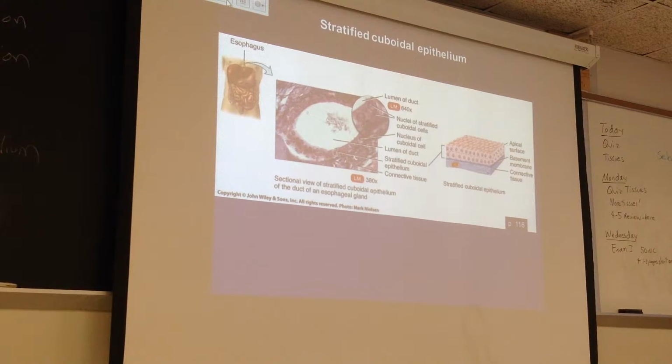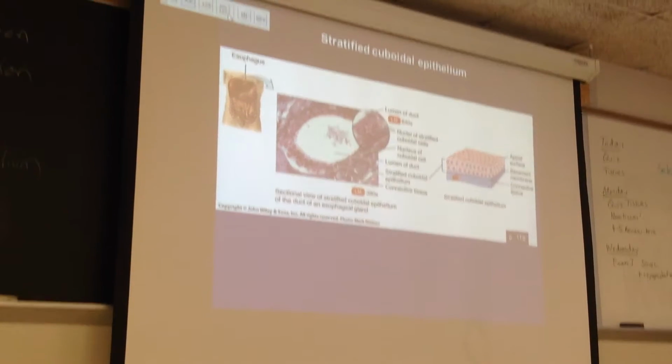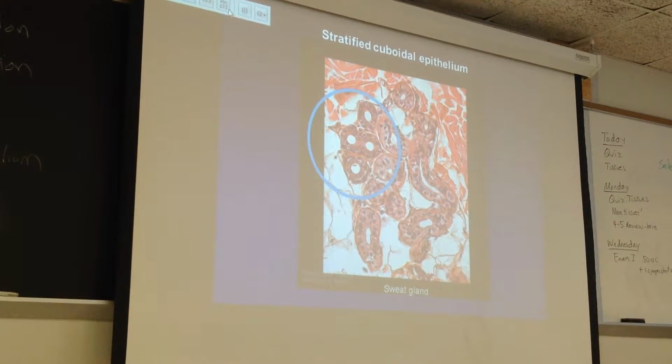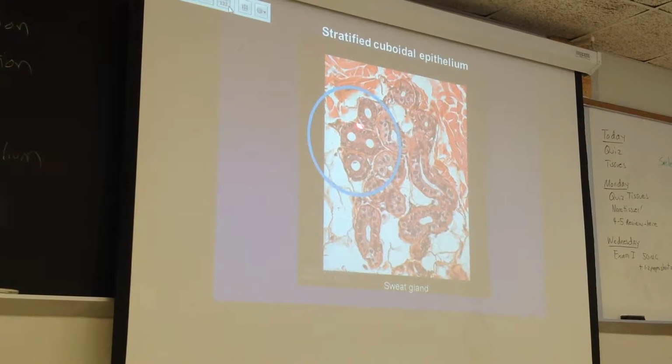Simple cuboidal epithelia are usually just in 2 layers, and so they can be involved with secretion to a certain degree. They're a little bit protective as well. Same thing for stratified. Oh, here's a sweat gland there. You can see the multiple layers at the base of the sweat glands.